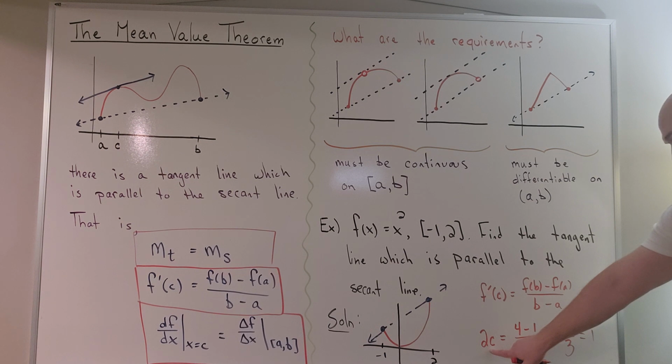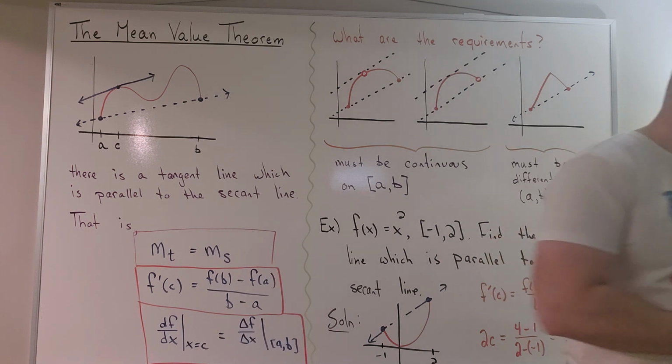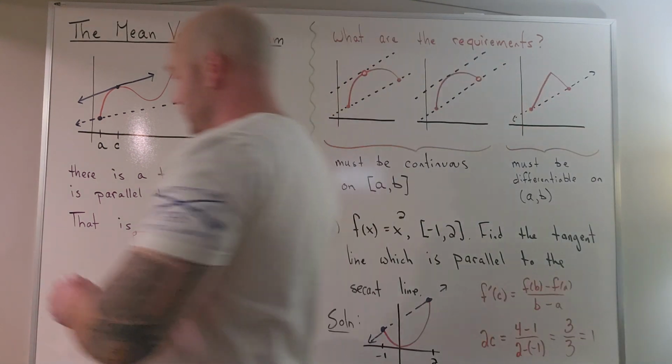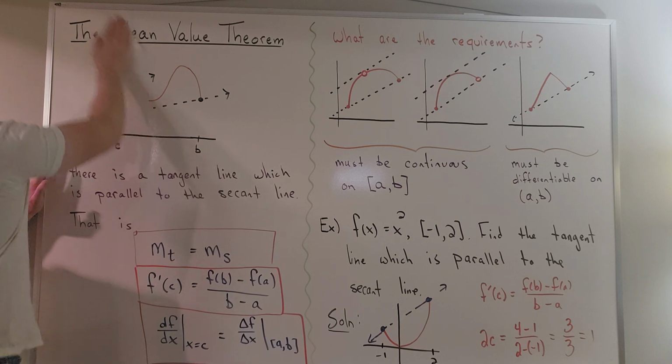So I have 2c is equal to 1, which of course means that c, I'll put this up at the top of the other side of the whiteboard after I clean it up. But I do get c equal to a half, which again is what we thought was going to be reasonable, somewhere in that ballpark.